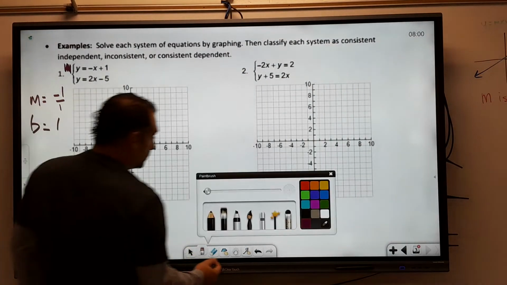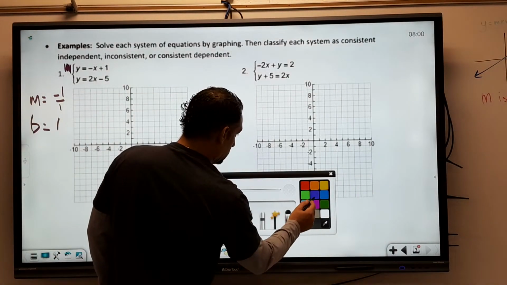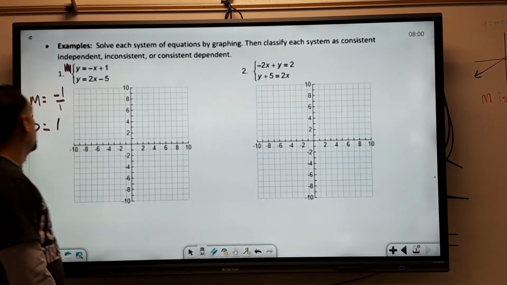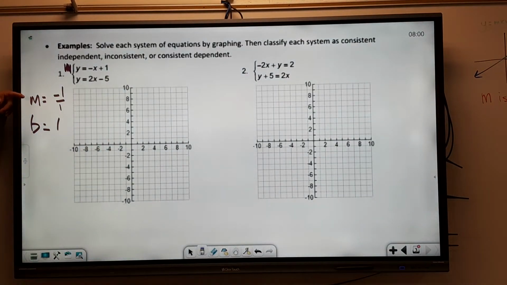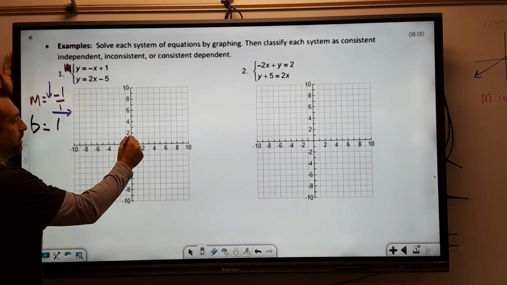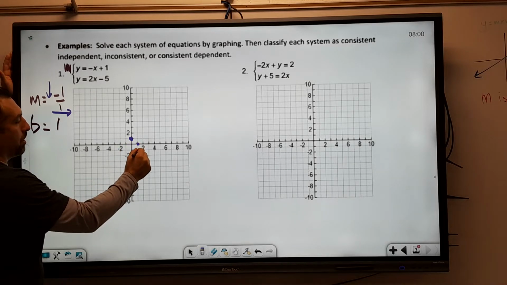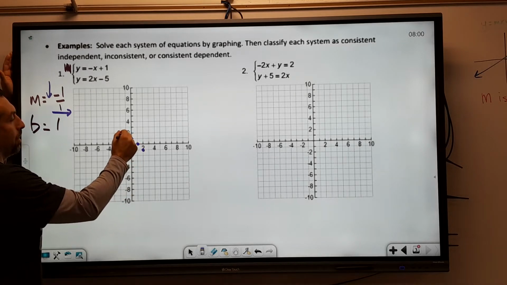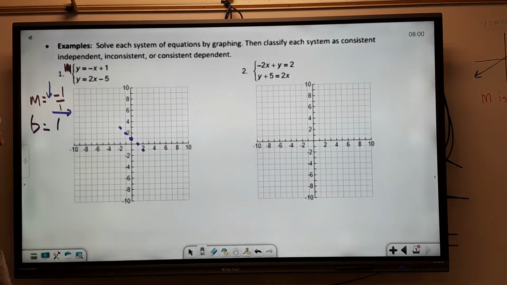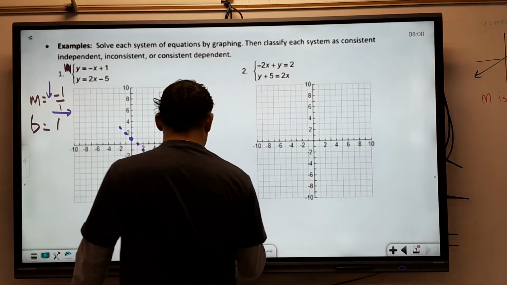Also, this slope is negative. So do we go up or down? Down. Down and right. We'll start at 1. Down 1 over 1, down 1 over 1. Go backwards a time or 2, and we're covered.